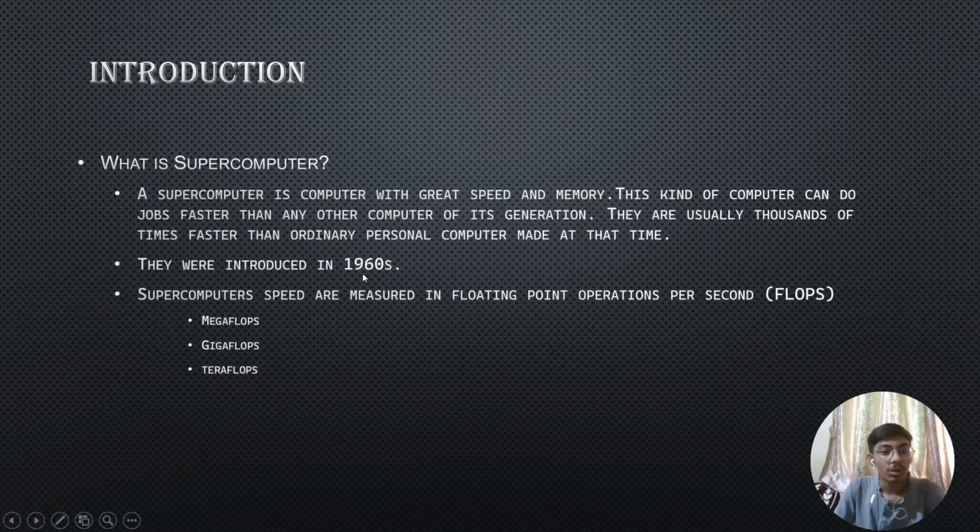It was introduced in the 1960s, so think about it, it's very old, but still it's very fast. Supercomputer speeds are measured in floating point operations per second, which means FLOPS. There are types like megaflops, gigaflops, and teraflops.